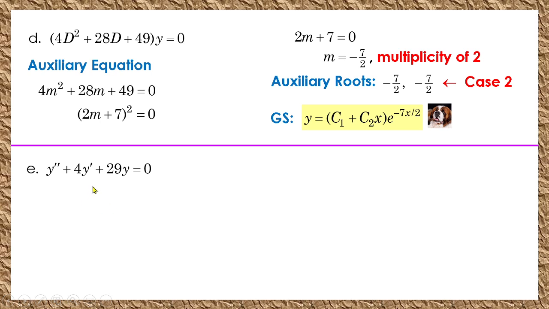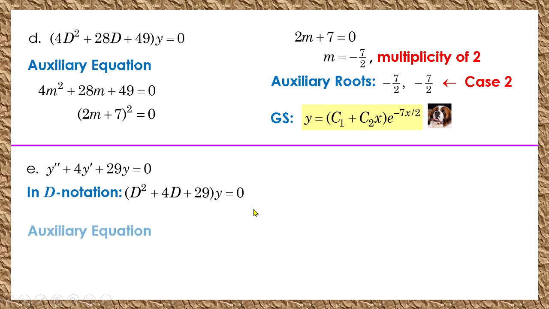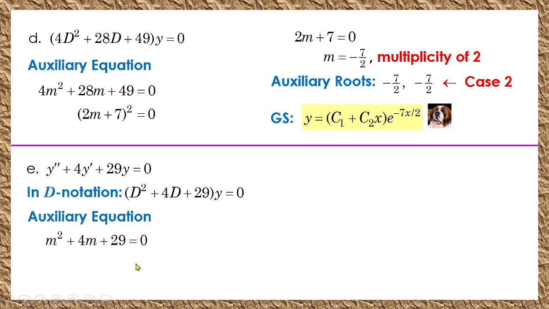y double prime plus 4y prime plus 29y equal to 0. In D notation, D squared plus 4D plus 29 applied to y equal to 0. Auxiliary equation, m squared plus 4m plus 29 equal to 0. How to solve that quadratic? Maraming technique. You can use quadratic formula. So I use here completing the square. So transpose 29 on the right side, negative 29. Add on each side 4.